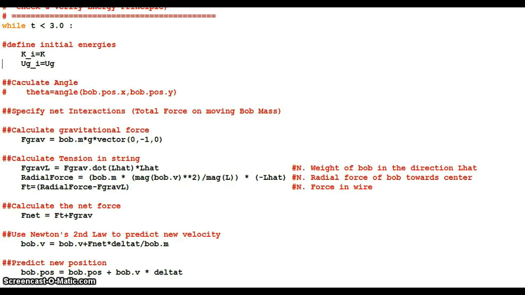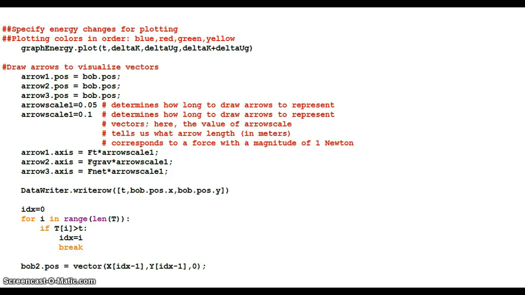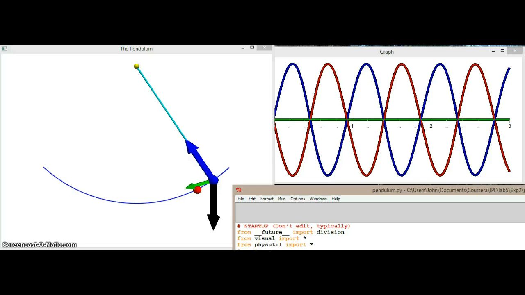The tension in the wire is required to be calculated so the net force can be determined. The vector force Ft is to the center of the circle and has magnitude mv squared divided by L. The Ft vector is opposite in direction to the L hat direction. I use the word radial force as a synonym for perpendicular force. Finally, this section of code tries to plot the tracker observed positions of the bob. Finally, let's run the program.